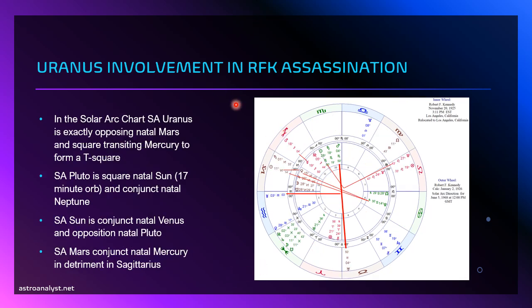All right, now we're looking at RFK's solar arc chart. A little busy, so we'll walk through it here and make sense of all these lines that I've drawn in. The first major aspect we have is this T-square that is formed by Uranus at 4 degrees Taurus 50 minutes, opposing Mars at 4 degrees Scorpio 50 minutes. This is exact. This is a partile aspect, exact to the minute. So this is very powerful, Uranus-Mars.